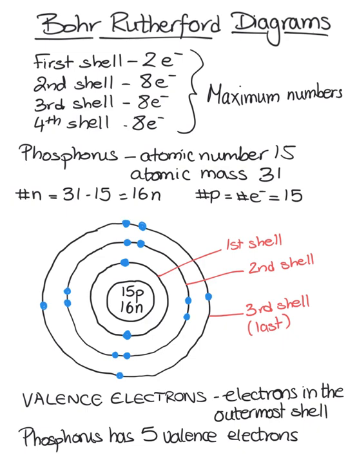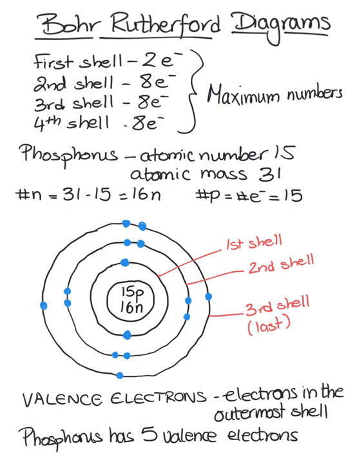And like I said, this is a very important word and topic to understand, because really it is these valence electrons that determine the reactivity of an element. But right now, I just want you to understand what a valence electron is. Valence electrons are the electrons that are in the outermost or last shell of an element. Now in this case, phosphorus has 5 valence electrons.